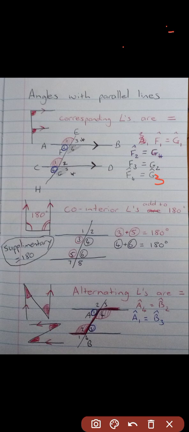Here we've got a couple of examples. A4 is equal to B2. There's our A, and there's the 4. So that's A4 and B2. And then the other one here is A1 and B3. So they're also equal. And we can also use an equation then to find out what x is.